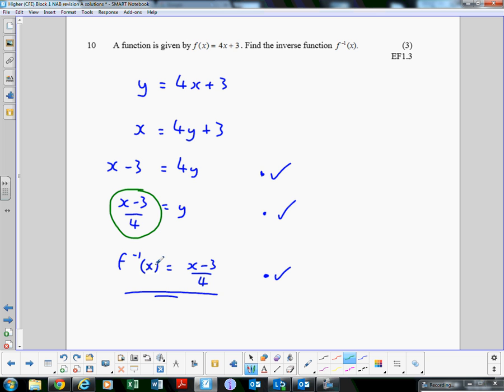Remember, the inverse function essentially undoes f of x. So here, f of x says take x, multiply it by 4, and add on 3. The inverse function is saying take x, take what you have, subtract 3, divide by 4. Now we know from S1, maybe even primary 7, if we multiply by 4 and add 3, to undo that, we subtract 3, then divide by 4, so we can be confident that we have this correct.